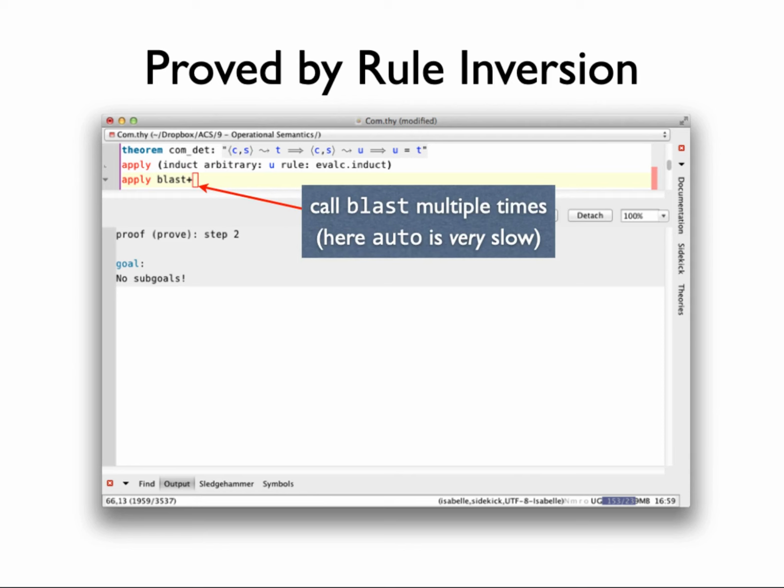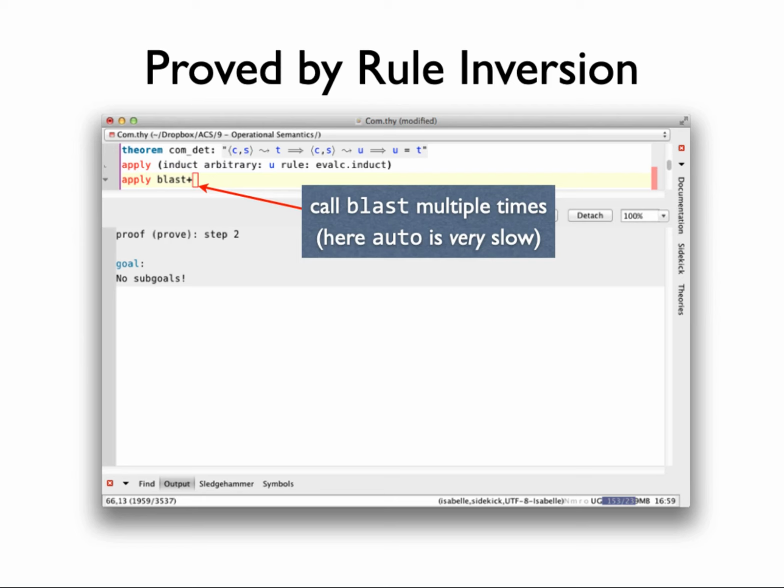This allows me to show you something. So if you have a proof method with a plus sign, it will apply it multiple times. So BLAST, if you can remember, BLAST doesn't do rewriting, only kind of logical reasoning, and it's pretty fast. And it turns out that because I used rule inversion in the form of inductive cases, it worked with BLAST and it does it pretty well. So this is just a two-line proof of determinacy.